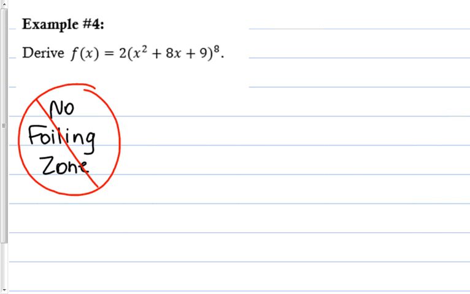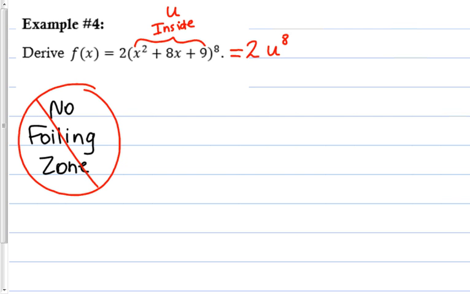The chain rule is the derivative of the outside times the derivative of the inside. So hopefully you've realized that the stuff inside the parentheses would be the inside, and we're going to call the inside u. Now the outside: I'm going to rewrite this as 2u to the 8th power. So now all you have to do is derive the outside and multiply it by the derivative of the inside.